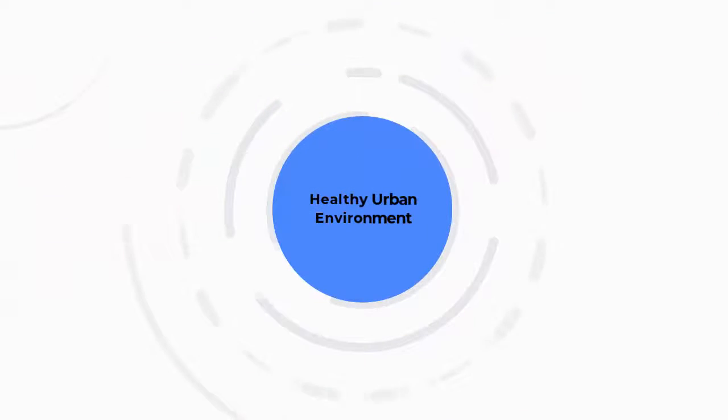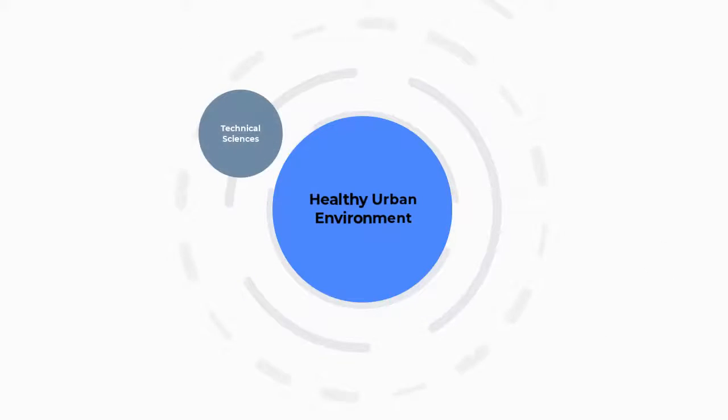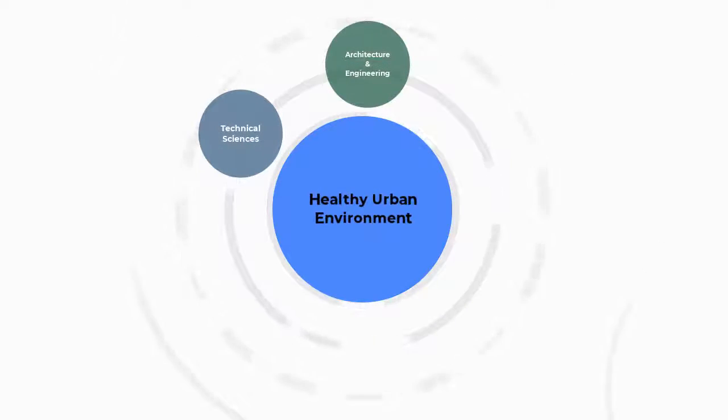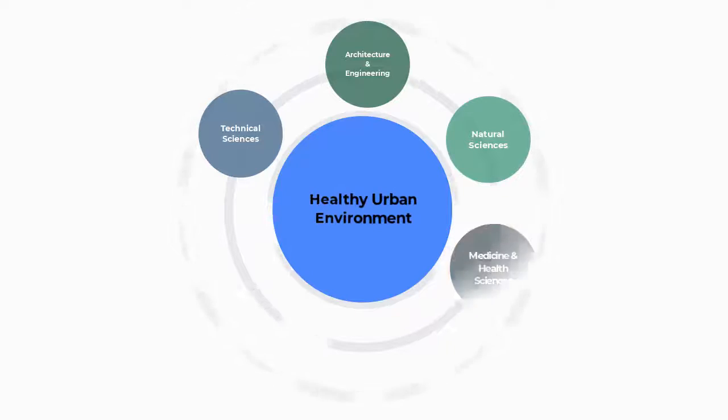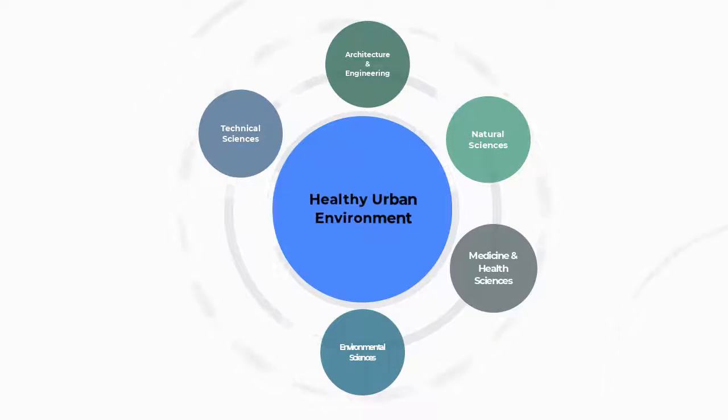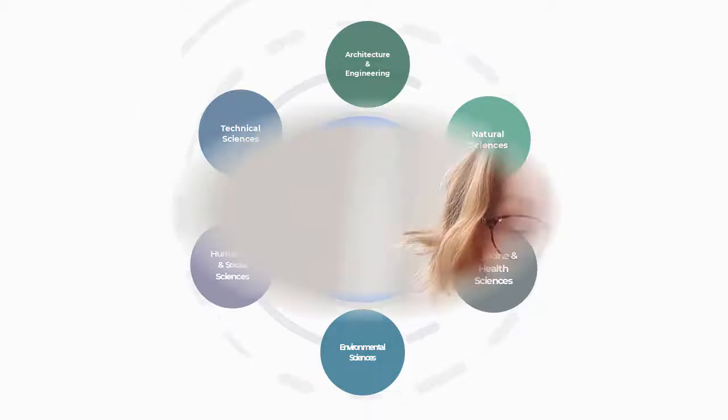Under the main topic of healthy urban environment, we underline its keywords and understand the importance of an interdisciplinary approach between technical sciences, architecture and engineering, natural sciences, medicine and health sciences, plus environmental sciences, as well as humanities and social sciences, concerning knowledge, skills and competences within the field of architecture and engineering needed for a healthy planning and design.